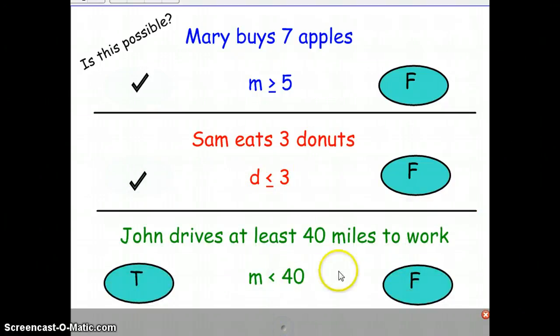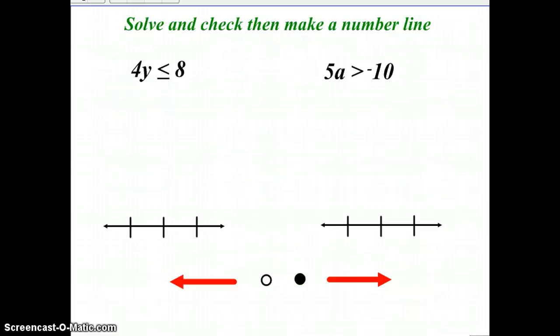John drives at least 40 miles to work. So it's going to equal 40, and then it would actually be greater than. So that statement is false. All right, so moving on. Now, I would like for you in your notebook to copy these down, and this you're going to put on page 24. So you can draw a grid. I'd like for you to solve, check, and graph these 2 equations.